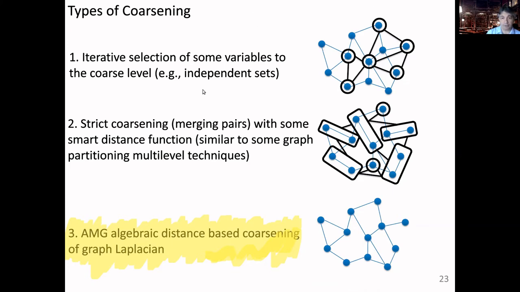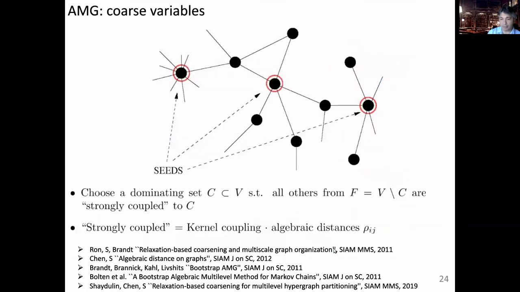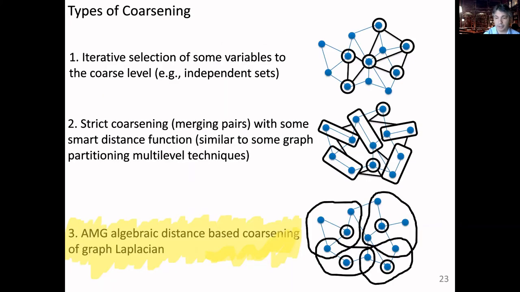Now we're going to use a strategy that generalizes both iterative selection of some variables and the strict coarsening. We're going to use the algebraic multigrid, algebraic distance-based coarsening of a graph Laplacian. So in this strategy, we start to select the coarse variables by choosing the most representative nodes. We're going to go through the details in the next slide. Then we will grow aggregates around these seeds, allow intersection between them, and that will form our coarse problem.